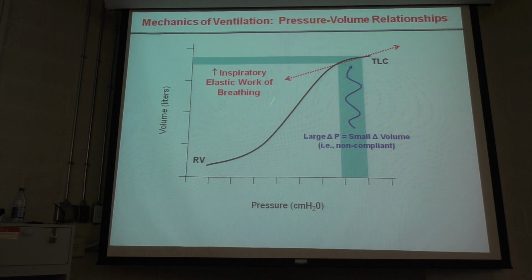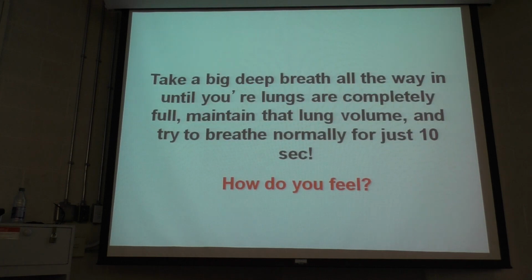So basically here we're applying Hooke's law. As the lungs distend, the recoil increases, and we have to generate more pressure to get a given volume. So, I want you to do the opposite. Everybody take a breath in so your lungs are full. Hold your breath and try to breathe there for about 10 seconds. See what that feels like.